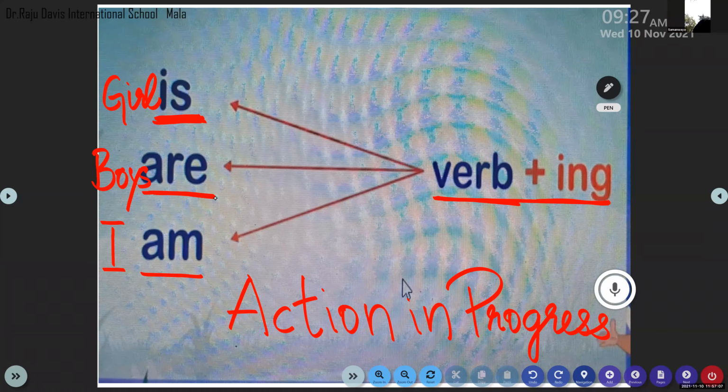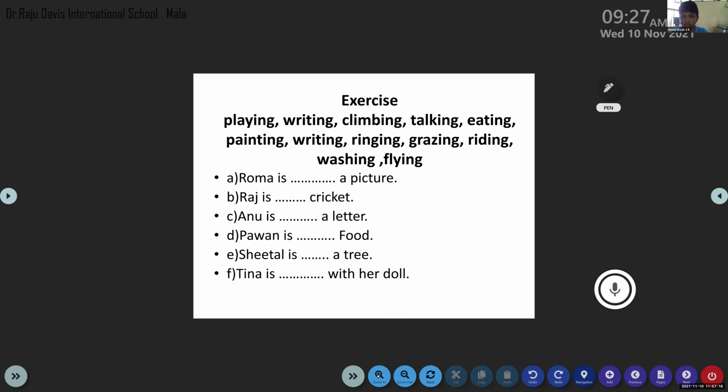That is a form of action in progress. Clear to all of you? Yes, I'll be sending you the notes so that you'll have a clear idea regarding it. Now, there is an exercise for you, a very simple exercise for you.